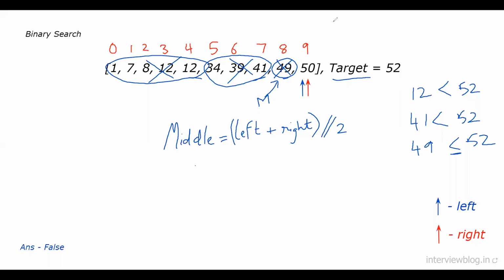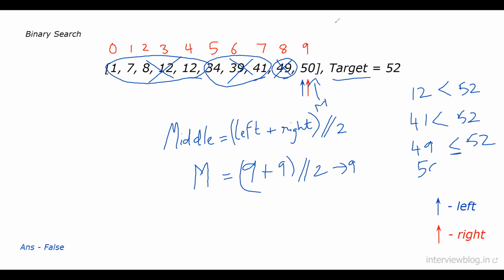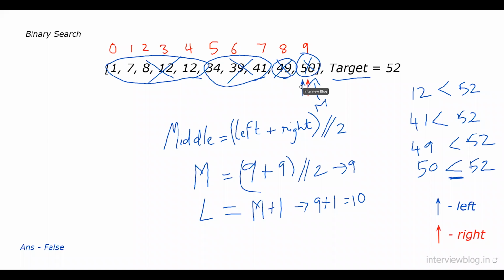So again, we will be recalculating our middle index as left plus right, rounded and divided by 2. That is 9 plus 9, rounded and divided by 2, will give us 9. That is, our middle index will now also point to the 9th index of the given input array. Now we'll compare the element that is present in the 9th index to our target element. So now we can see that 50 is less than 52, and hence we will be eliminating this part of our array by saying left is equal to middle index plus 1. So 9 plus 1 will now be 10, and our left index will now go past the right index.